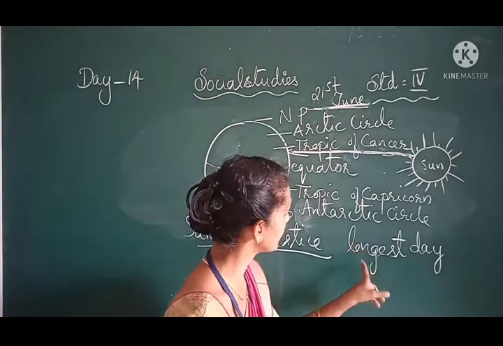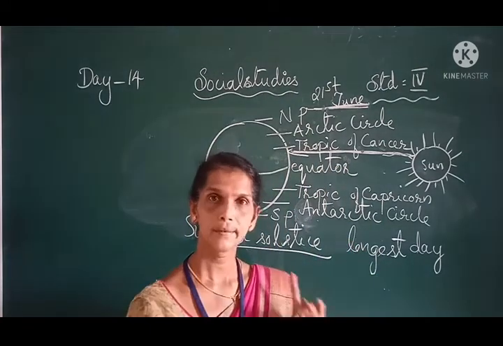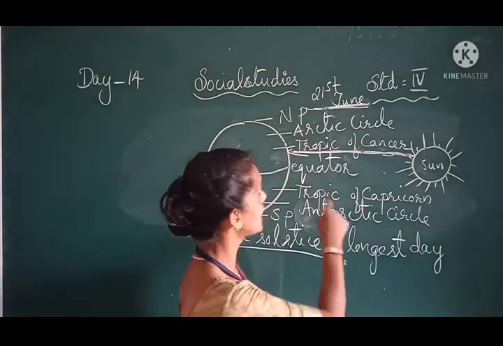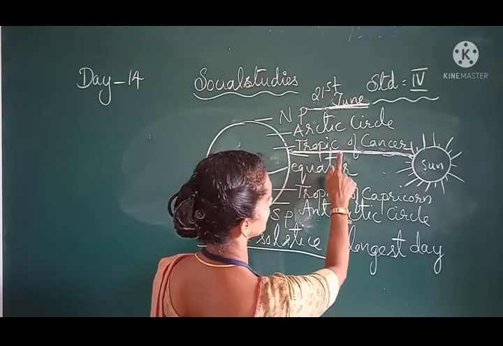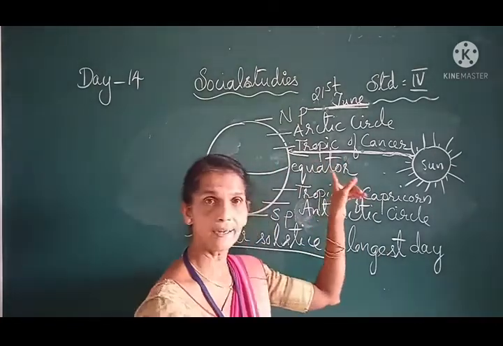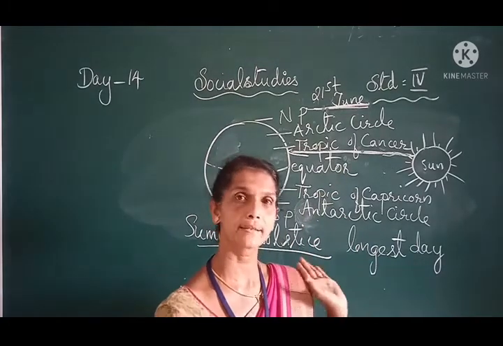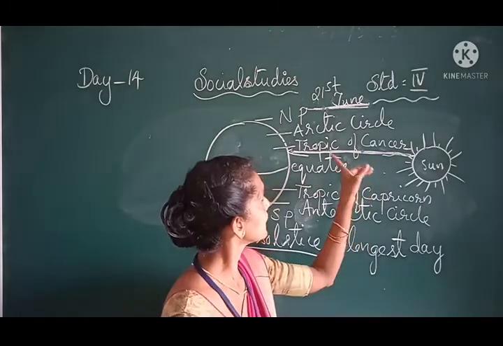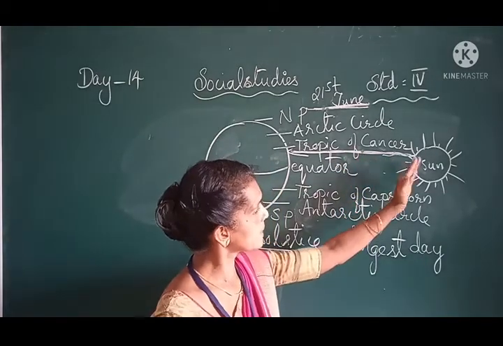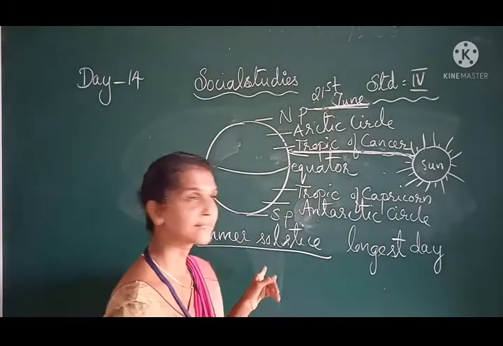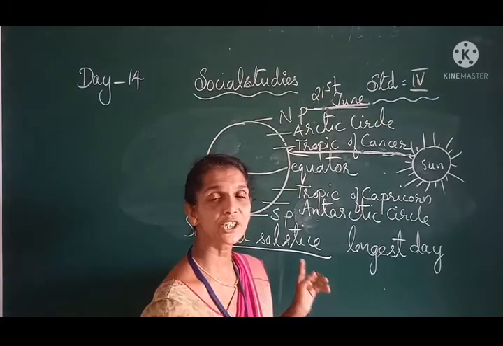So the longest day of the year, the day with the longest daytime, will be 21st June. So what is special that day? The sun's rays fall directly on the Tropic of Cancer, and it is summer in the Northern Hemisphere. It will be summer here. And on 21st June the sun's rays fall directly on the Tropic of Cancer region. We call that summer solstice.